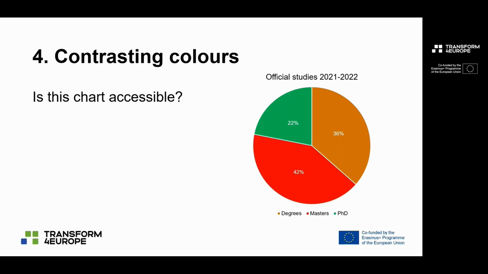We'll now take the same chart example to discuss the fourth point of this presentation, which is contrasting colors. Previously, we learned about the importance of alternative text when it comes to making charts accessible, but is alt text all we need to make this example completely accessible? Well, we saw an example very similar before, but do you think that we need to take into account other visual aspects?